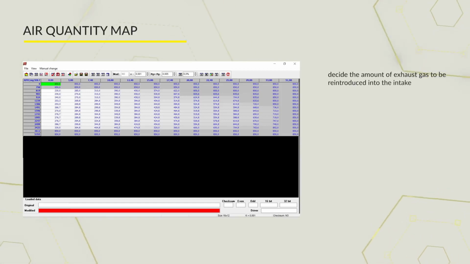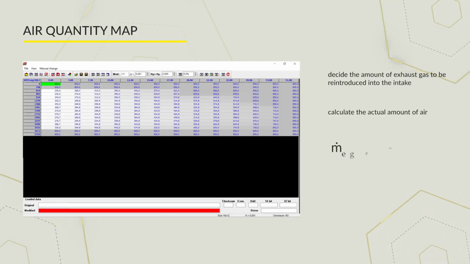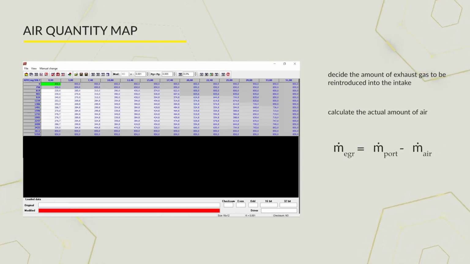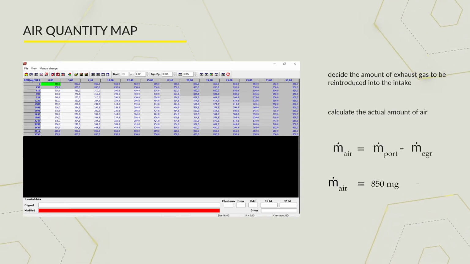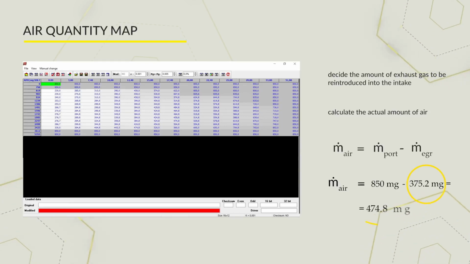It should be kept in mind that if we want to calculate the actual amount of air that enters the intake duct, it is enough to use the previously seen formula, but in reverse. The total mass of air and gas entering the cylinder minus the air recirculated by the EGR valve. We applied this formula, considering the mass of the reintroduced exhaust gases equal to 375.2 milligrams.